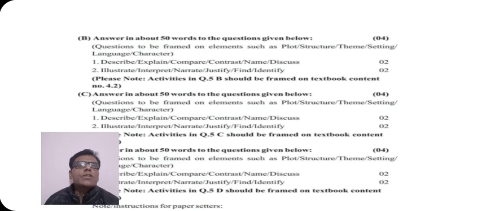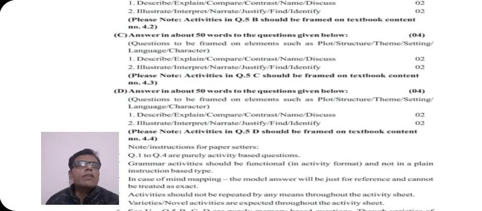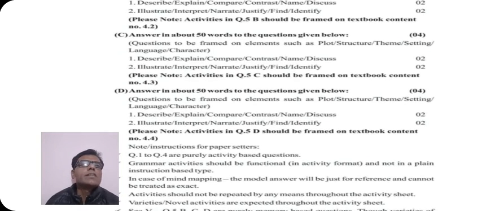Activities in question 5b should be framed on textbook content number 4.2. So question 5a will be on 4.1, question 5b will be for 4.2. Next, C: answer in about 50 words to the questions given below. Again 4 marks are there. Questions to be framed on elements such as plot, structure, theme, setting, language, character as given above. Describe, explain, compare, contrast, name, discuss, 2 marks. Again illustrate, interpret, narrate, justify, find, identify, 2 marks.